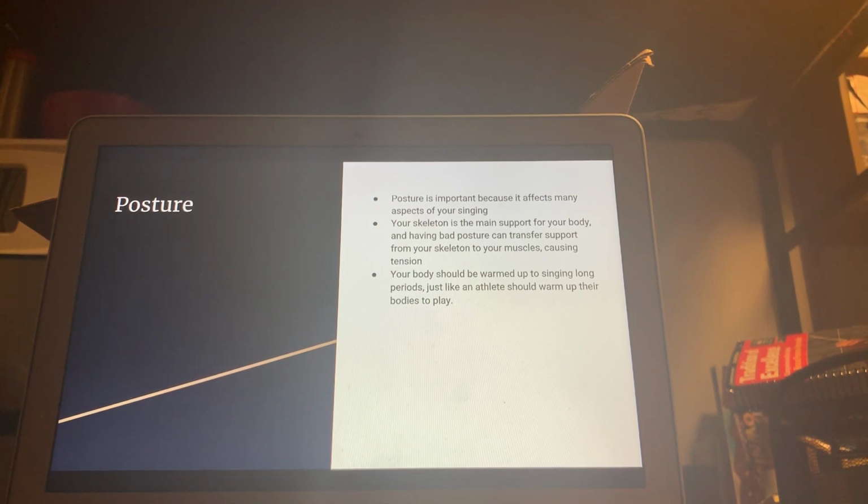They don't get space to open and stuff like that. So having bad posture can cause a lot of problems with your singing.